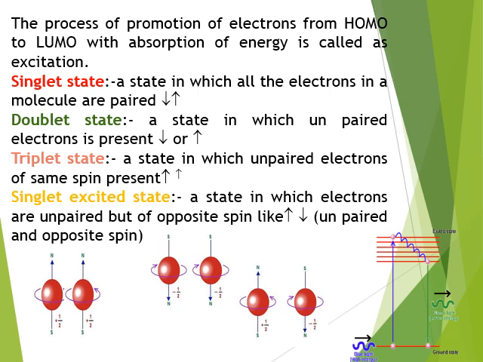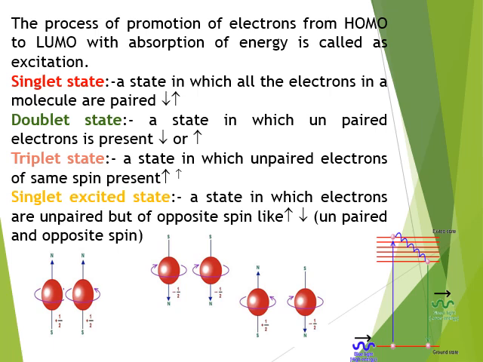What happens in the ground state is that electrons present in a molecule are always present in a paired form. This state, as we said, is a singlet state. When paired electrons absorb UV or visible radiation, one or more of the electrons go to the excited singlet state or excited triplet state. The promotion of electrons from HOMO to LUMO with absorption of energy is called excitation.